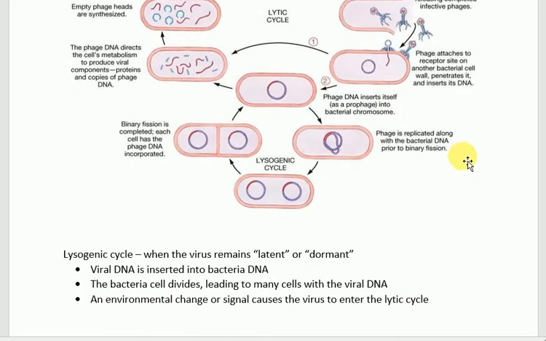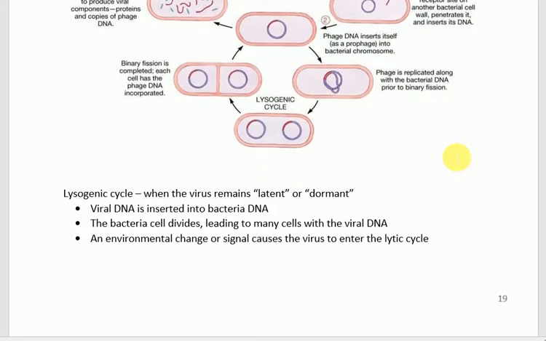Then we have the lysogenic cycle, and this is when the virus remains latent or dormant. And in this case, viral DNA is going to be inserted into the bacterial DNA, and then the bacteria cell divides, leading to many cells with that viral DNA. And then an environmental change or signal causes it to enter the lytic cycle.